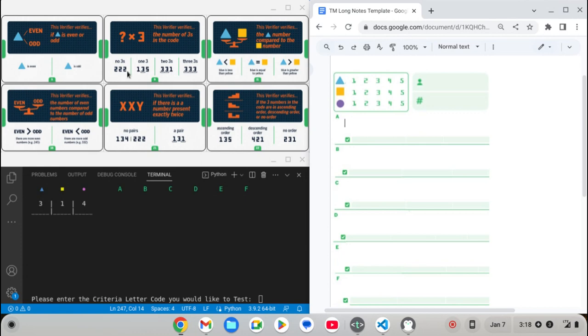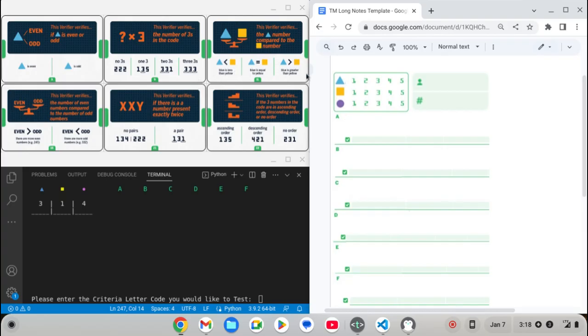So in the grid above, we've got our 6 criteria cards. On the top row, we've got criteria card A, criteria card B, and criteria card C. On the bottom row, we've got criteria card D, criteria card E, and finally criteria card F. Criteria card A takes a look at our first digit, the triangle digit, and the Turing Machine will let us know if it's an even digit or an odd digit. Criteria card B will take a look at the 3-digit solution, and the Turing Machine will let us know how many 3s there are. Are there no 3s? Is there a single 3? Perhaps 2, maybe even all 3 are 3.